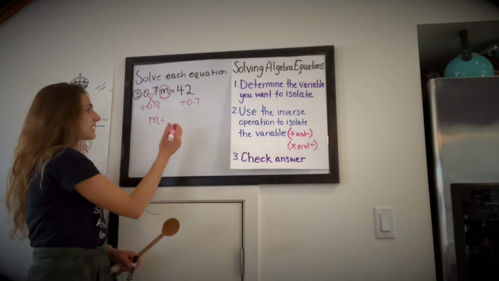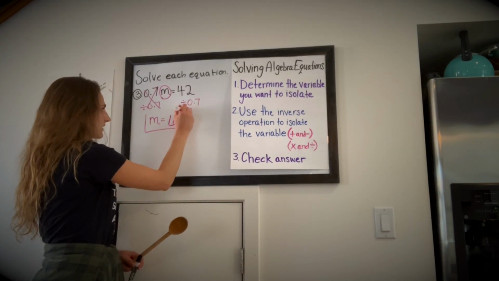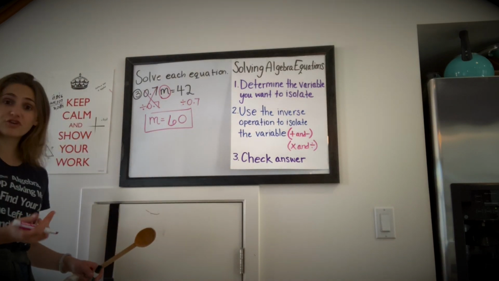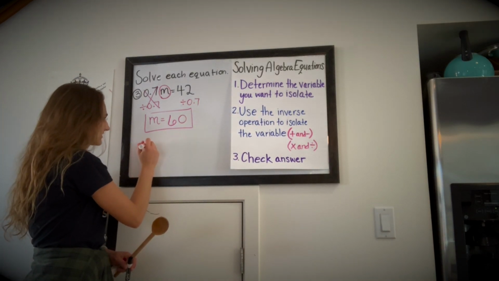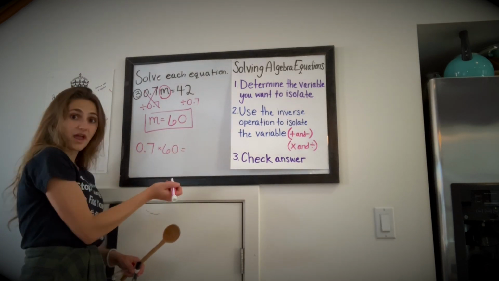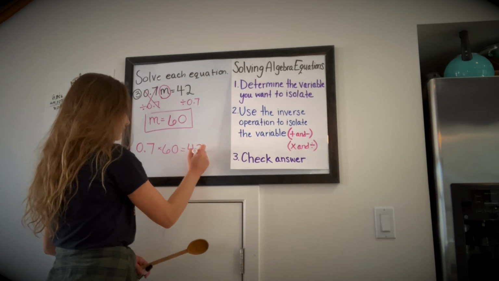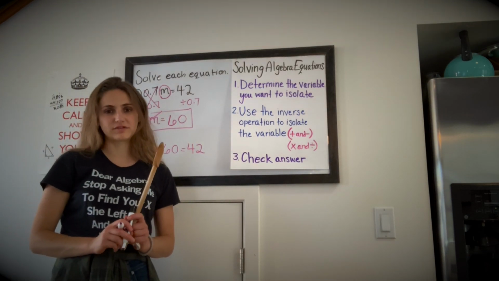42 divided by 7/10 equals 60. So I'm pretty sure that my answer is m equals 60, but I don't know for sure until I've checked my answer with step 3. So I'm going to write 7/10 multiplied by 60, and if we've done that correctly, it should equal 42, which it does. So my final answer is m equals 60.